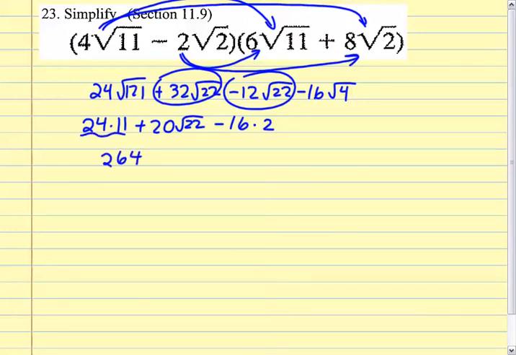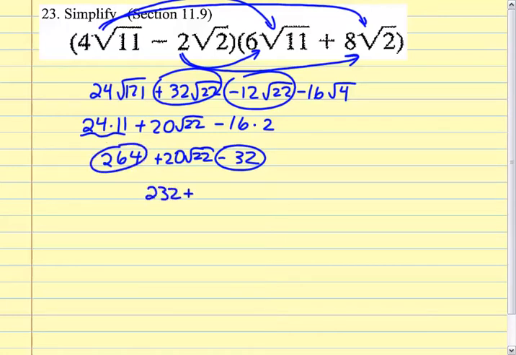264 plus 20 root 22 minus 32. And I can put this and this together. I get 232 plus 20 root 22. Awesome. Done. Can't put those together.